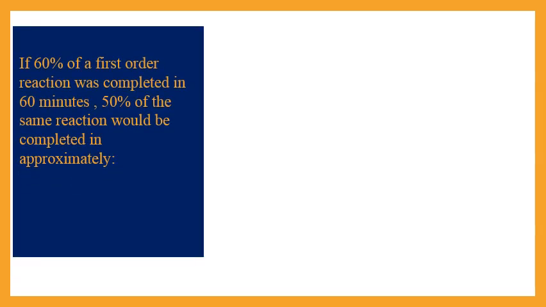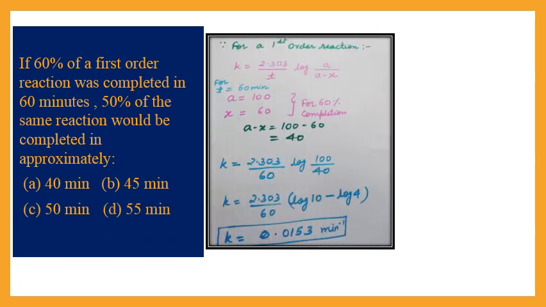Next question, if 60% of a first order reaction was completed in 60 minutes, 50% of the same reaction would be completed in approximately how much time? Here you have to calculate the time. So let's check. We know that for a first order reaction the rate constant K is equal to 2.303 by t into log of initial concentration upon final concentration, or initially it is a, and finally it is a minus x. So the time given is 60 minutes.